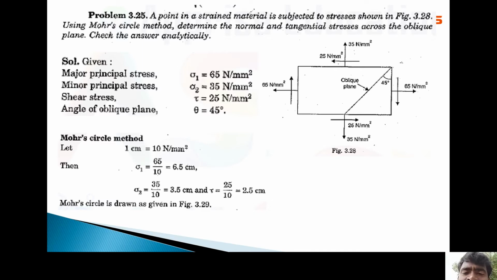So sigma 2 is 35 divided by 10, that equals 3.5 centimeters. And shear stress tau equal to 25 divided by 10, that equals 2.5 centimeters. The values are converted into centimeters. Shear stresses, minimum principal stress and major principal stress are converted into centimeters, and by using these you can draw the Mohr circle.